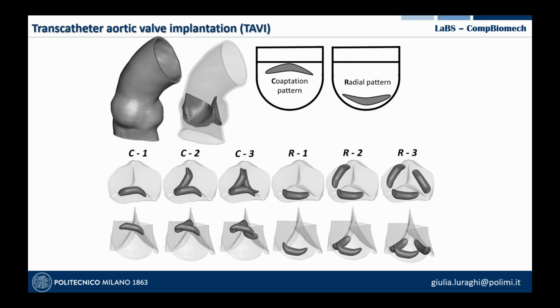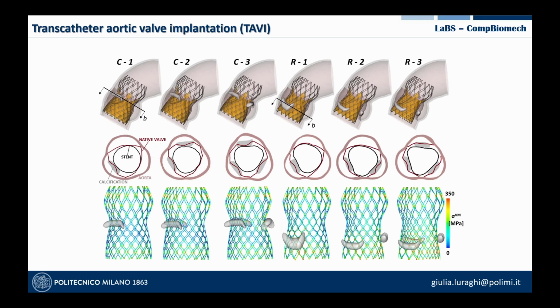Then we design a new study. We want to study the impact of different calcification patterns on the performance of the TAVI, also from a hemodynamic point of view. So we design a coaptation pattern and a radial pattern, and also we change the number of calcifications. This is, of course, an idealized model with a patient-specific aorta, and we built six different models, changing the patterns and the numbers of calcification. We obtain interesting results.